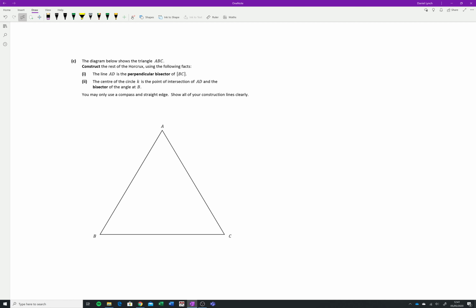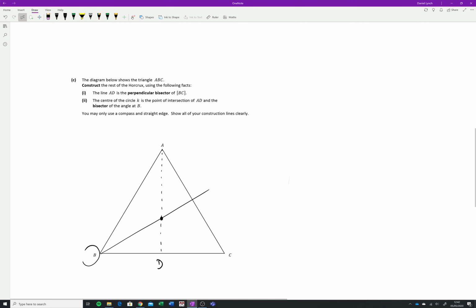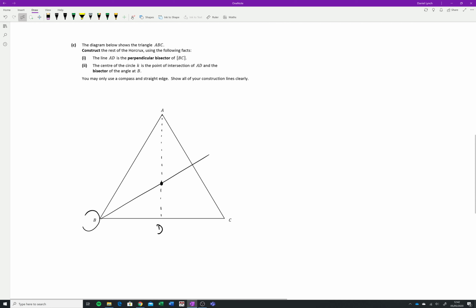And it says that the circle at K is the intersection point of AD, so where AD intersects with the bisector of angle B. So what you want to do is cut angle B, so this angle here, you want to cut that in half. And if you remember, AD was this line here. So you're looking for that particular point there. That's the center of the circle. Okay, that's the center of the circle, and so what you'll be able to do from that point there is you can use your compass then to draw this thing here. Okay, that's a bit rough, but you get the idea.